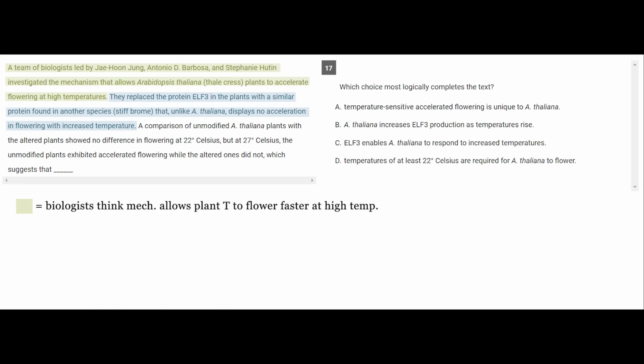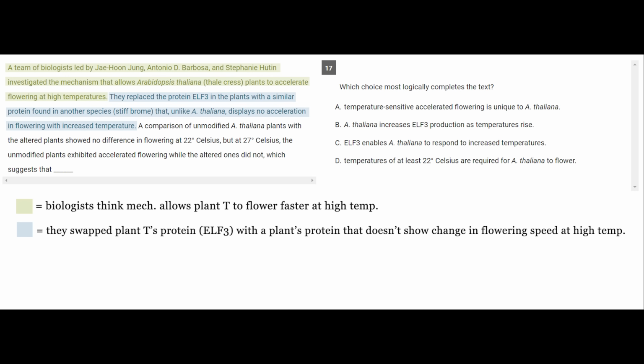They replaced the protein ELF3 in the plants with a similar protein found in another species, stiff brome, that, unlike A. thaliana, displays no acceleration in flowering at increased temperatures. And this can be dumbed down to, they swapped plant T's protein ELF3 with the plant's protein that doesn't show change in flowering speed at high temp.